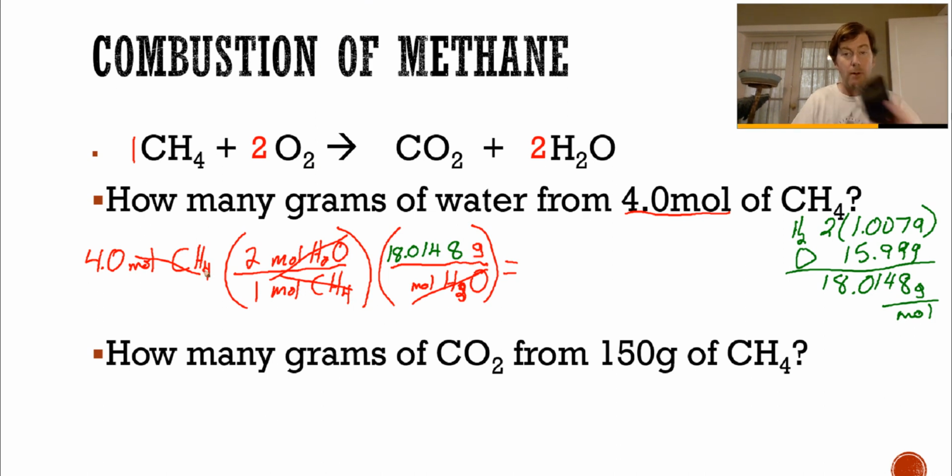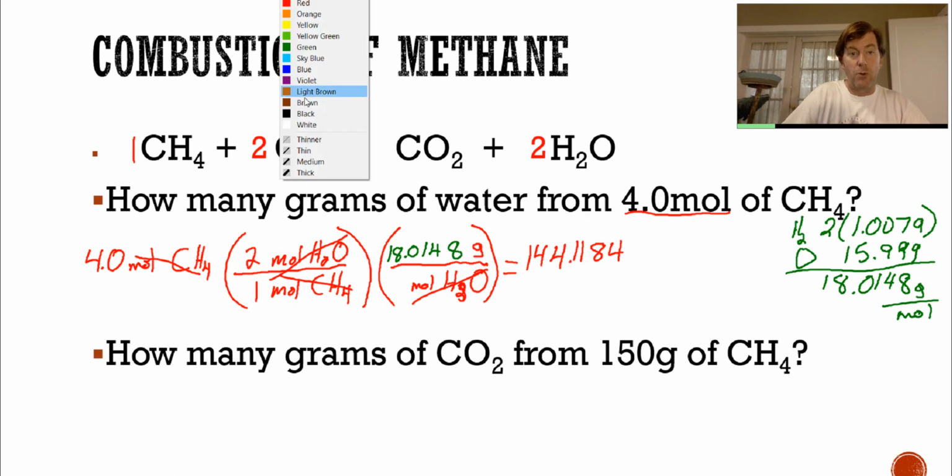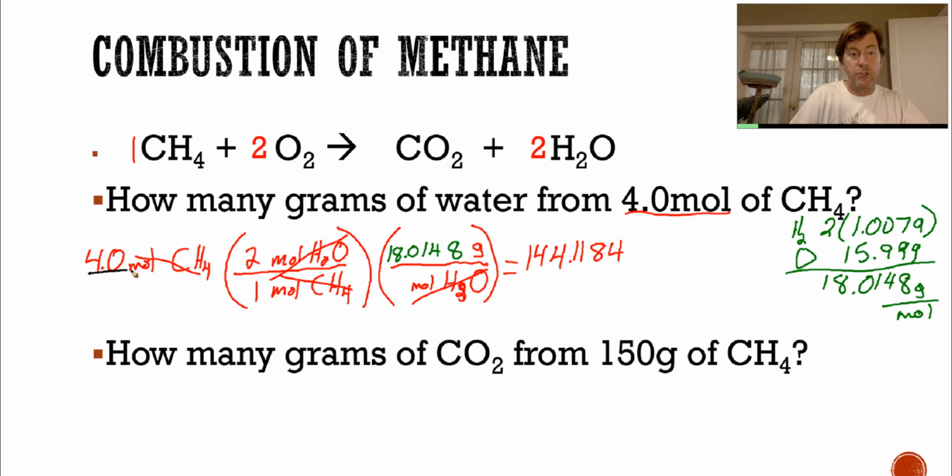So grab your calculator: 4 times 2 times 18.014 gives you 144.1184, and some more digits there. We need to worry about significant figures, though. We're talking about measurements, right? We have 2 significant figures there. We don't have any here. These are just counting. Somebody had to figure out the numbers here, so that's 5 there. So I need to go with the least amount. So rounding my answer, it should be 140 grams of water produced.